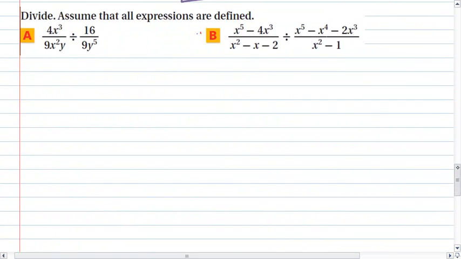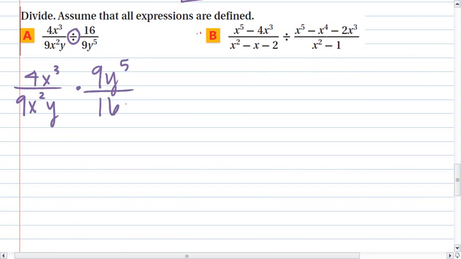Let's go ahead and try some of the more difficult rational expressions where we've got both variables and numbers. So since this is division, we copy dot flip. We copy the 4x to the third over 9x squared y. We dot, and we flip 9y to the fifth to the top and 16 to the denominator. So here I'm looking for common factors to cancel.